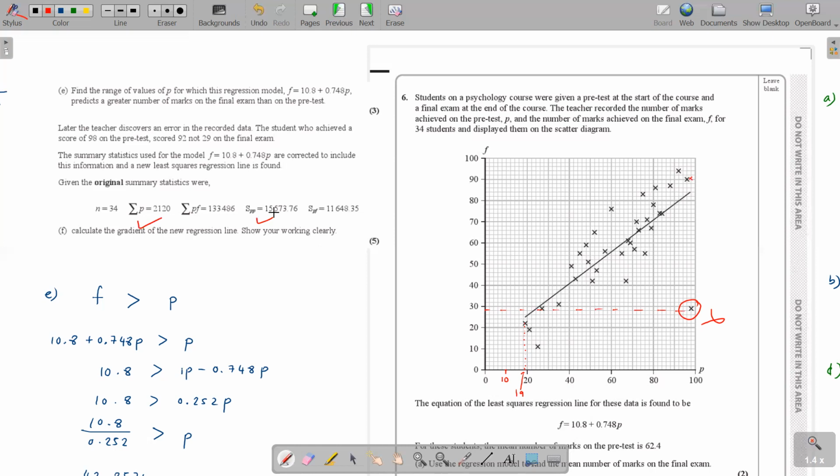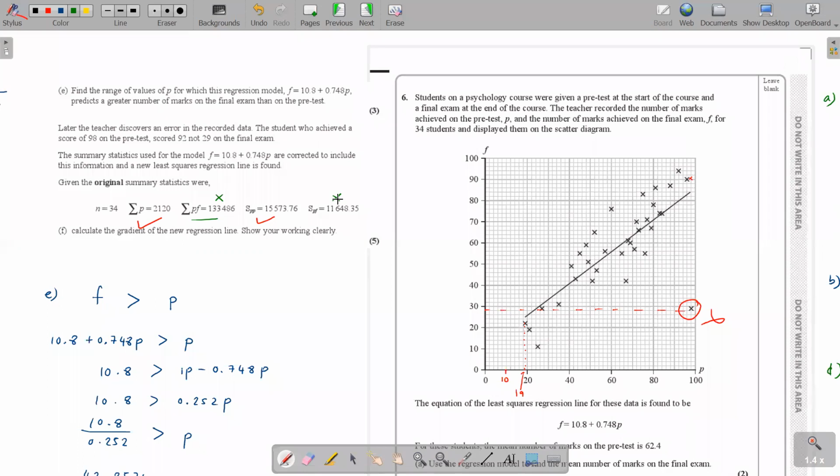The things that we need to find in the new data: the sigma PF value will change. This is problematic, this is wrong now. And SPF is also going to be wrong. So these are the two things that are going to go wrong, and we need to find those two values first.